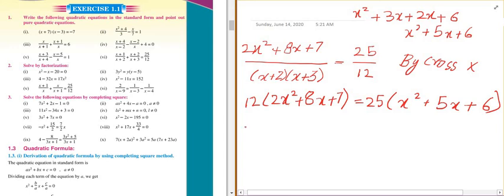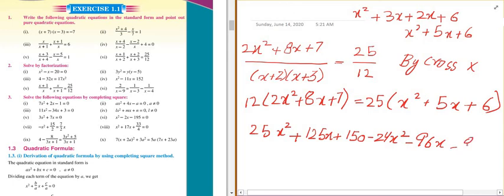Now just multiply these two terms, and shift all the terms which are on the right onto the left. It becomes 25x square plus 125x plus 150 minus 24x square minus 96x minus 84 equals 0. Now just add the like terms.